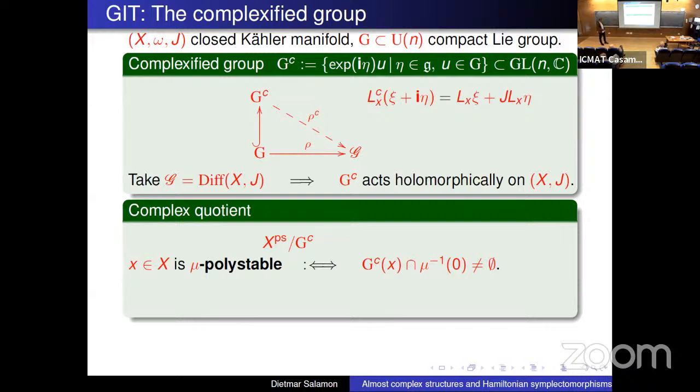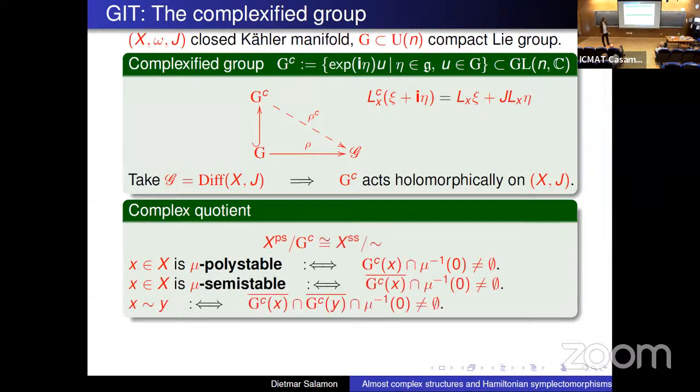But the space of polystable points is not so nice a space. It is not open in general. And so in algebraic geometry, they replace it by the space of semi-stable points, where only the closure of the complexified group orbit intersects the zero set of the moment map. And then one gets the same quotient if one chooses a correspondingly larger equivalence relation.